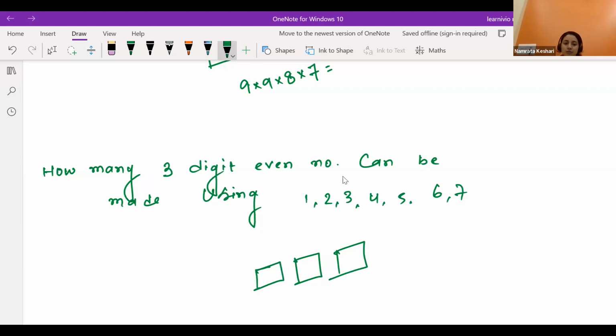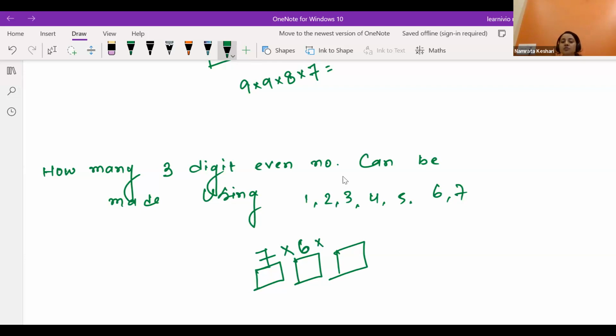For the first one, how many possibilities are we having, Alina? 7. Perfect. For the next one, how many possibilities are we having? 6. Perfect. 5. For the next one, right? Let's check it. Even number we want to do.